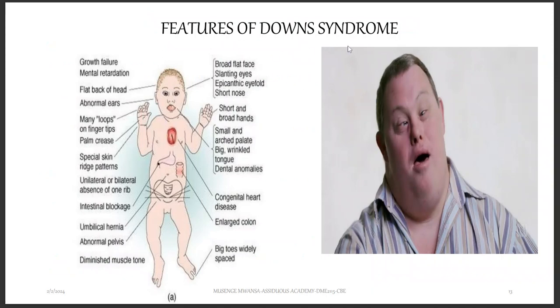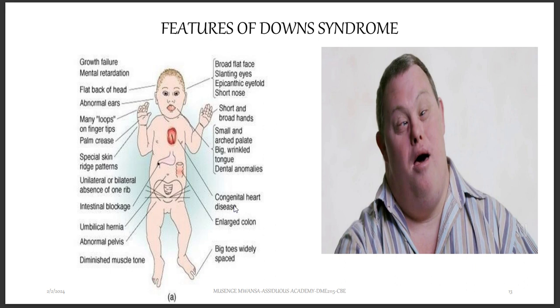What are some physical features of Down syndrome? You are going to see a broad, flat face, slanting eyes. You also see a short nose, and short and broad hands. They are short, but they are broad. Small and arched palate. You can see the palate there. Big, wrinkled tongue, dental anomaly, congenital heart disease.